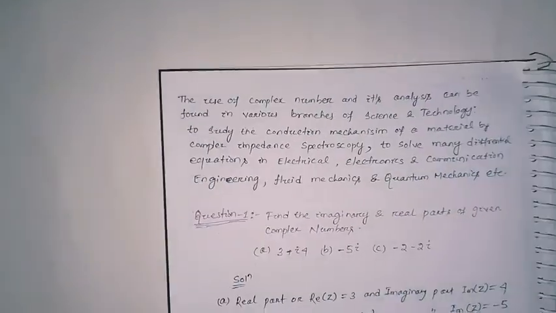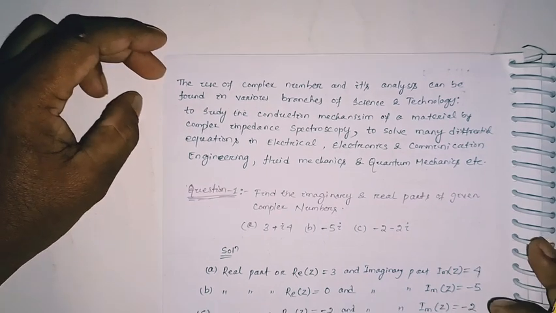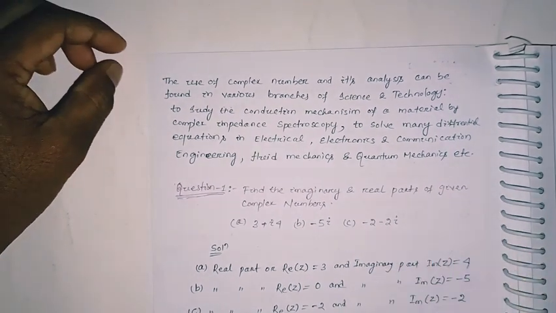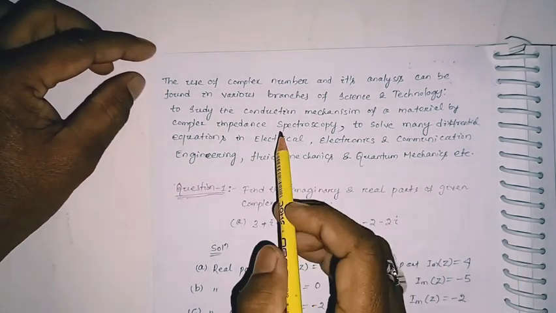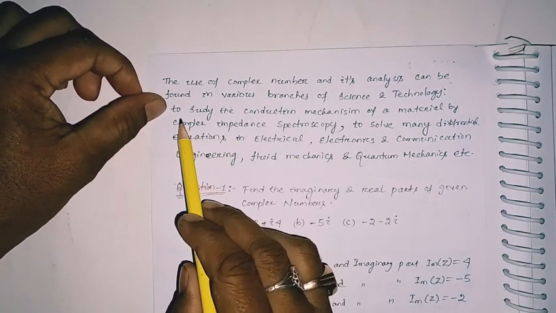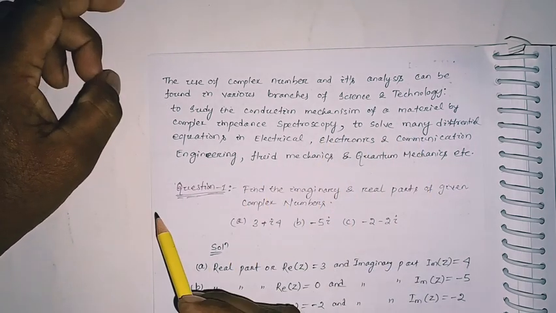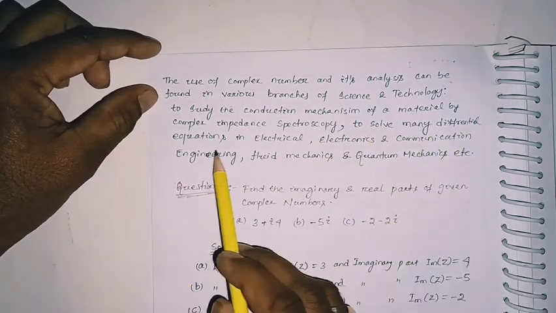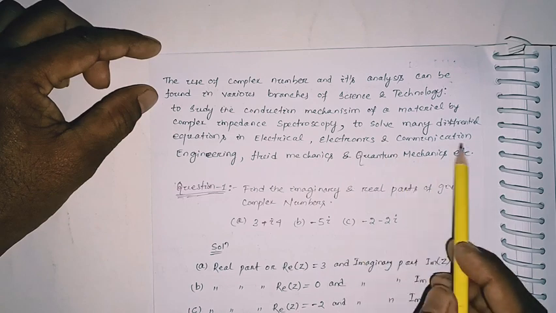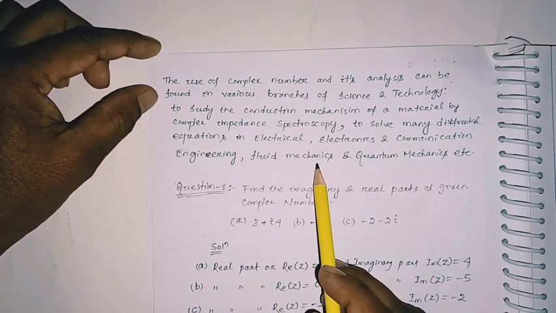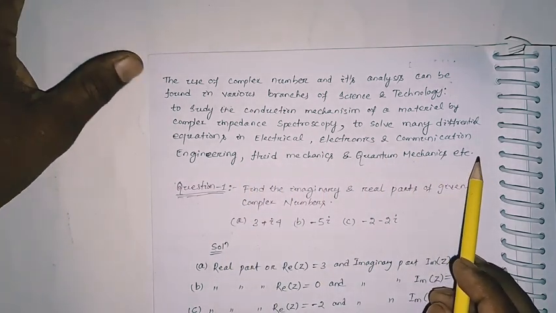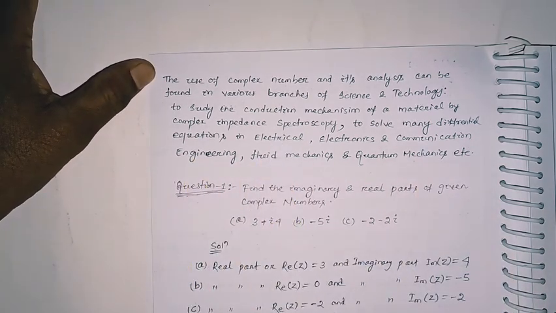Okay, now the use of complex numbers we can find in various places in science and technology. To study the conduction mechanism of materials by complex impedance spectroscopy, we need complex numbers. To solve many differential equations in electrical, electronics and communication engineering, fluid mechanics and quantum mechanics, etc., we need complex numbers, whatever you are going to find in your higher studies or in different core papers.